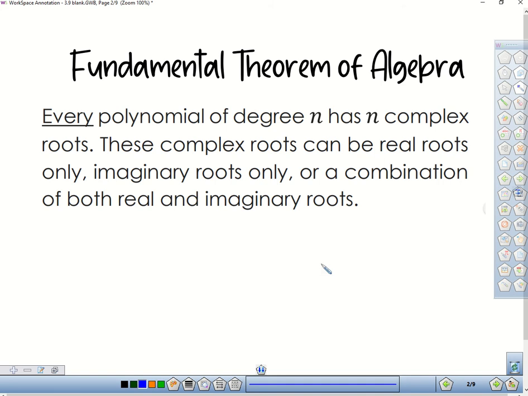So the fundamental theorem of algebra states that every polynomial of degree n has n complex roots. These complex roots can be real roots only, imaginary roots only, or a combination of both real and imaginary roots. So you guys already know that. If the degree of the polynomial is 4, how many roots do we have? 4. It's always the same as the degree of the polynomial. And those roots can be comprised of real or imaginary or complex roots.